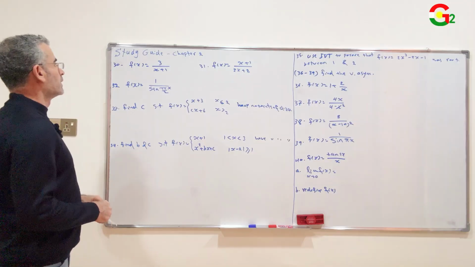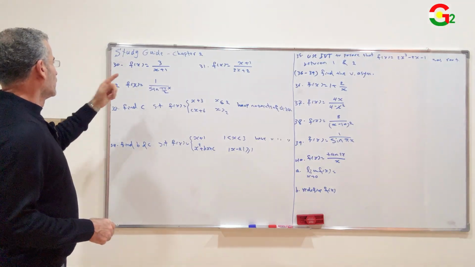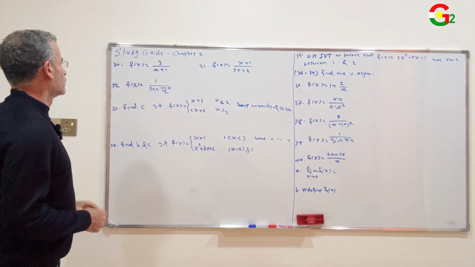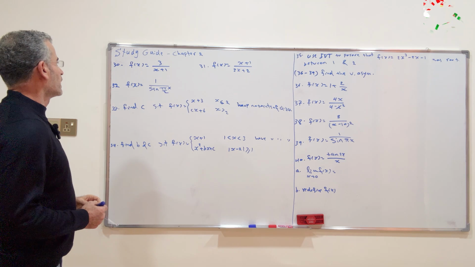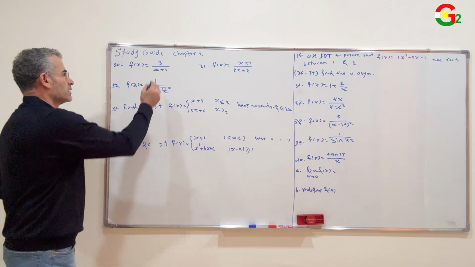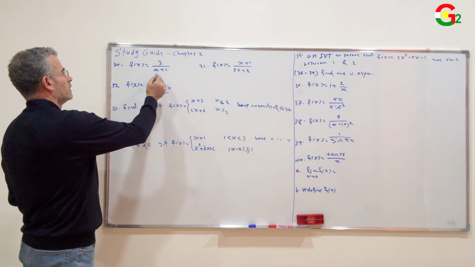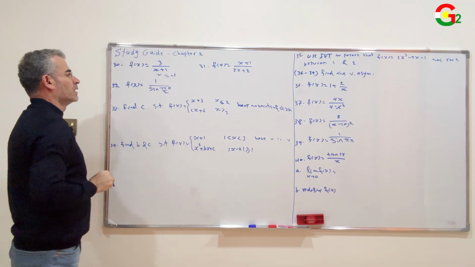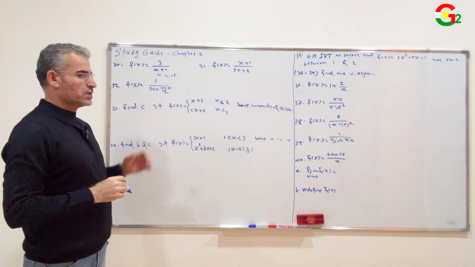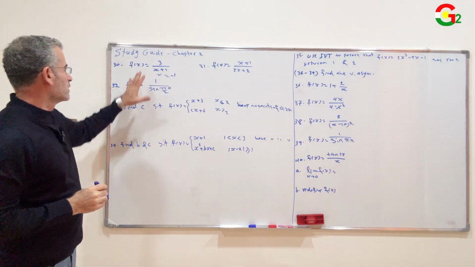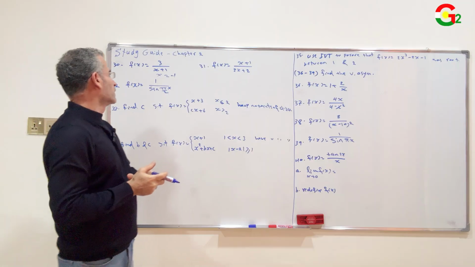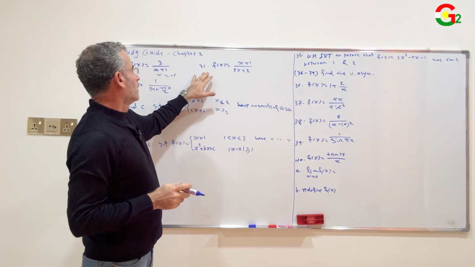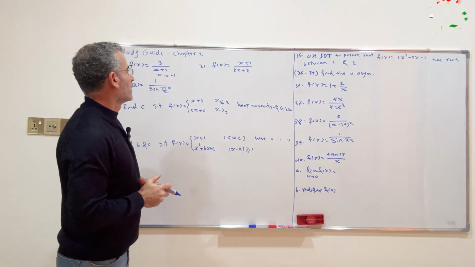Question number 30. F of x equal to 3 over x plus 1. This function has a point of discontinuity at x equal -1, and the discontinuity is not removable since the limit does not exist. Question 31.